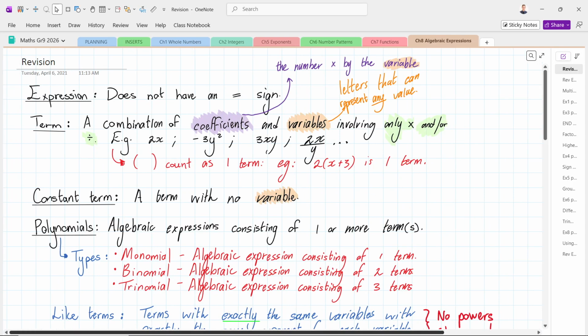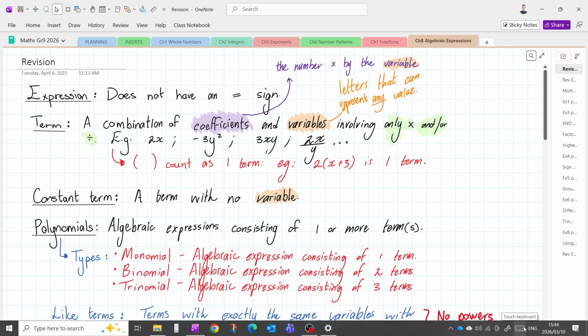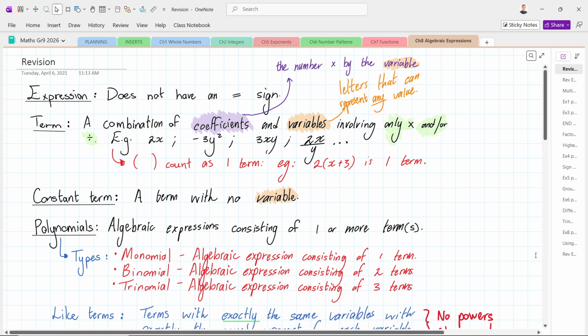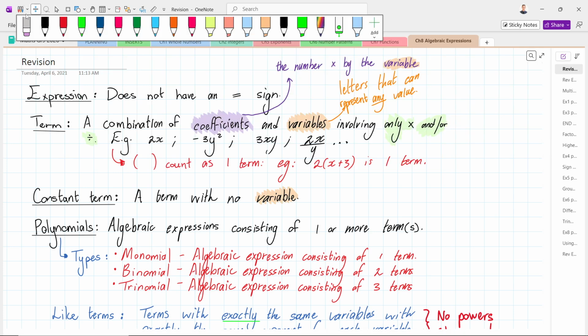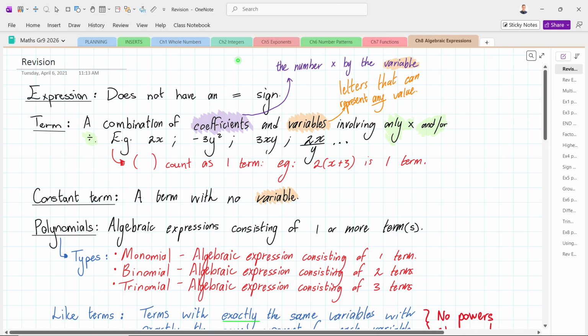We are looking at chapter 8, which is on algebraic expressions. Now we're first just going to, as always, run through some terminology and just some words that you're going to hear me use quite often, just so that we can refresh your memory a bit. Okay, grab my trusty laser pointer and let's get going.